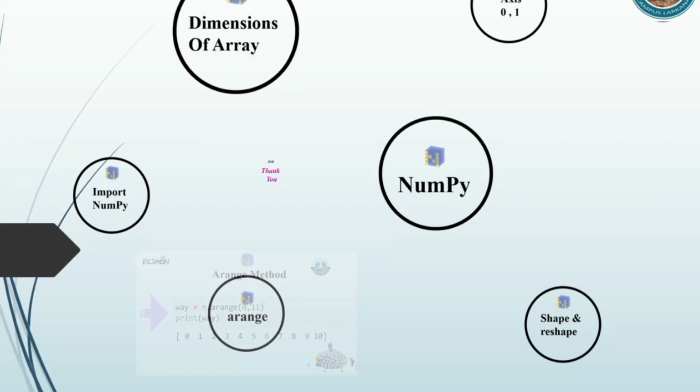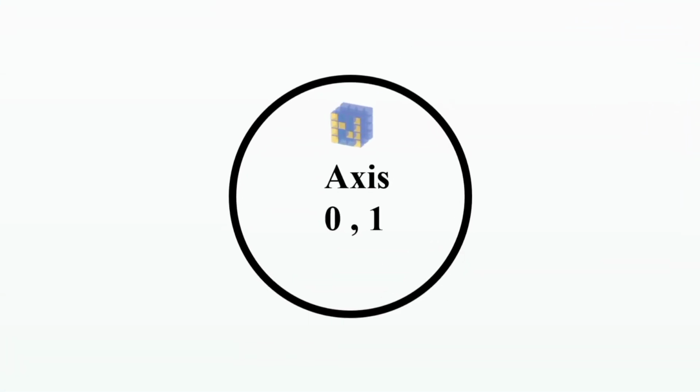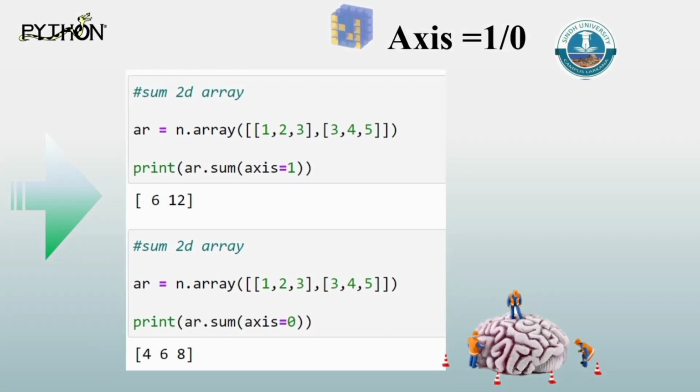So moving toward the next slide, there is axis equals 1 or axis equals 0. So axis equals 1 refers to the rows, and axis equals 0 refers to the columns. That means if we want to perform any operation on the rows or columns in an array or a matrix, then we can use this keyword axis equals 1 for rows, and axis equals 0 for columns.